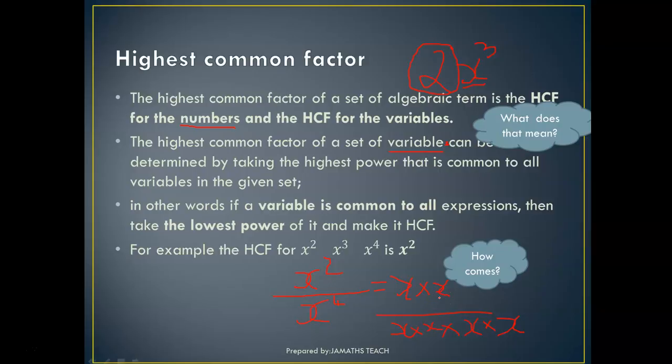So that means x squared is not divisible by x to the 4th. So you choose the one with the lowest power. The one with the lowest power can go into all of them. You can get an x squared into x squared. You can get an x squared into x cubed. And you can get x squared into x to the fourth.